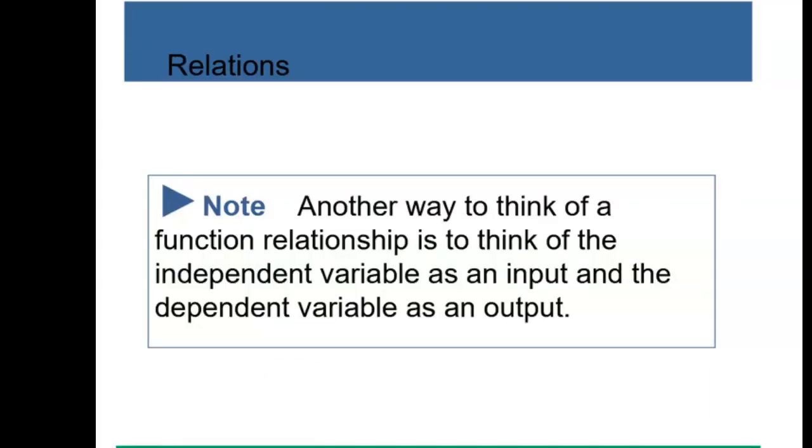Okay, one note about relations is that we can think of this function relationship as an input and output. If we think about our function f as being a machine, then what we're doing here is inputting X values, and then our function f is performing some alteration of X, and then we're outputting a Y value. So again, you can think of functions as kind of a machine.